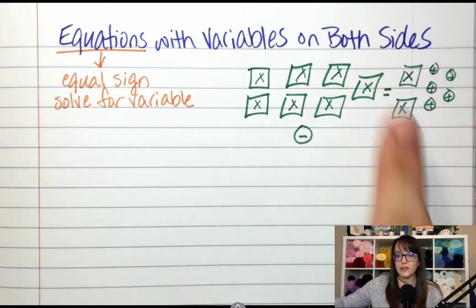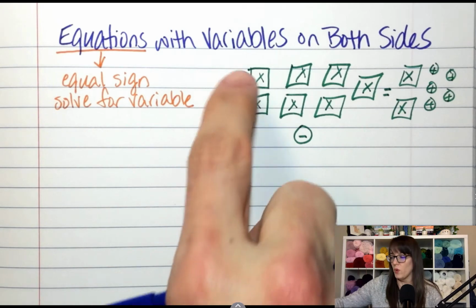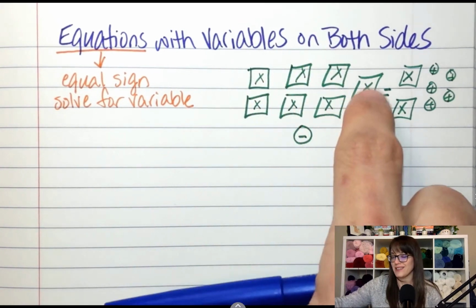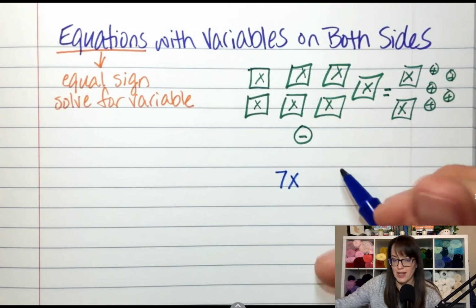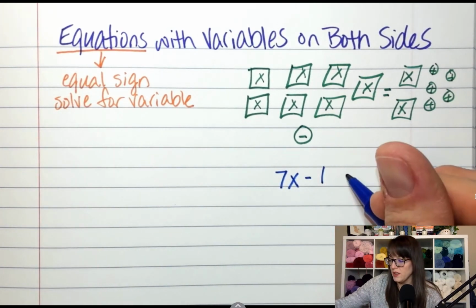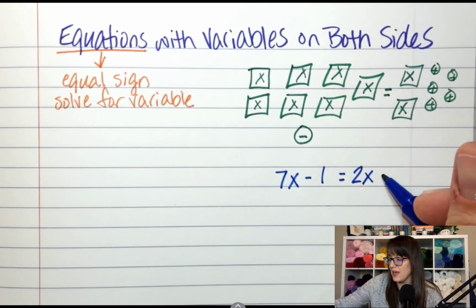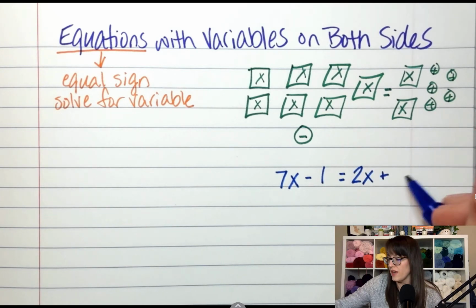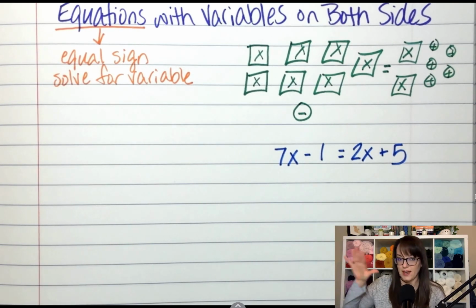Okay, so here's my equation that I've modeled out, and I know that these two sides are equal. So when I write that out, I've got 7 x's on this side and a negative 1, which I can write as minus 1. And I know that that is equal to 2 x's and positive 5. All right, so that got us there. Now let's start to solve it.